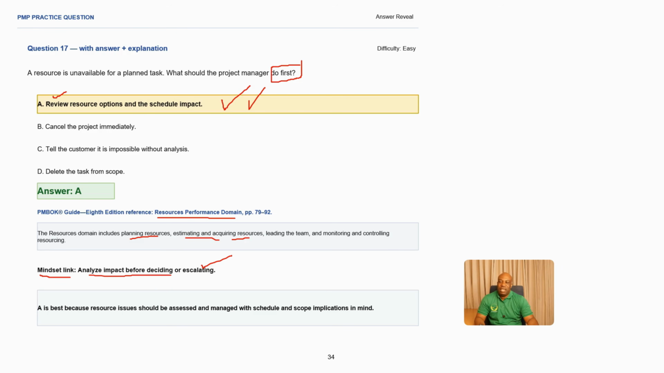As a project manager, you don't just get an issue and then start acting. Either get more information by doing an analysis or review, or even meeting stakeholders to get more information on that. Then later on, you decide, making A the best answer, because resource issues should be assessed and managed with schedule and scope implications in mind, making A the best answer in this scenario.